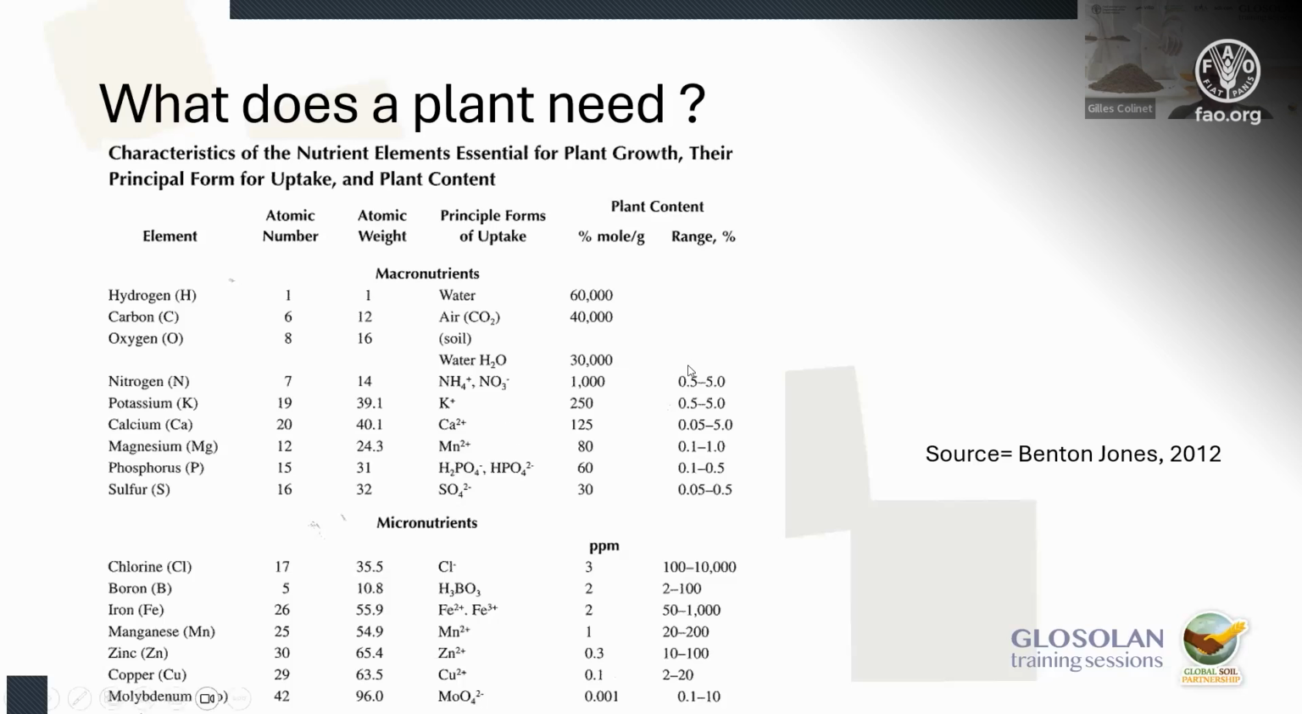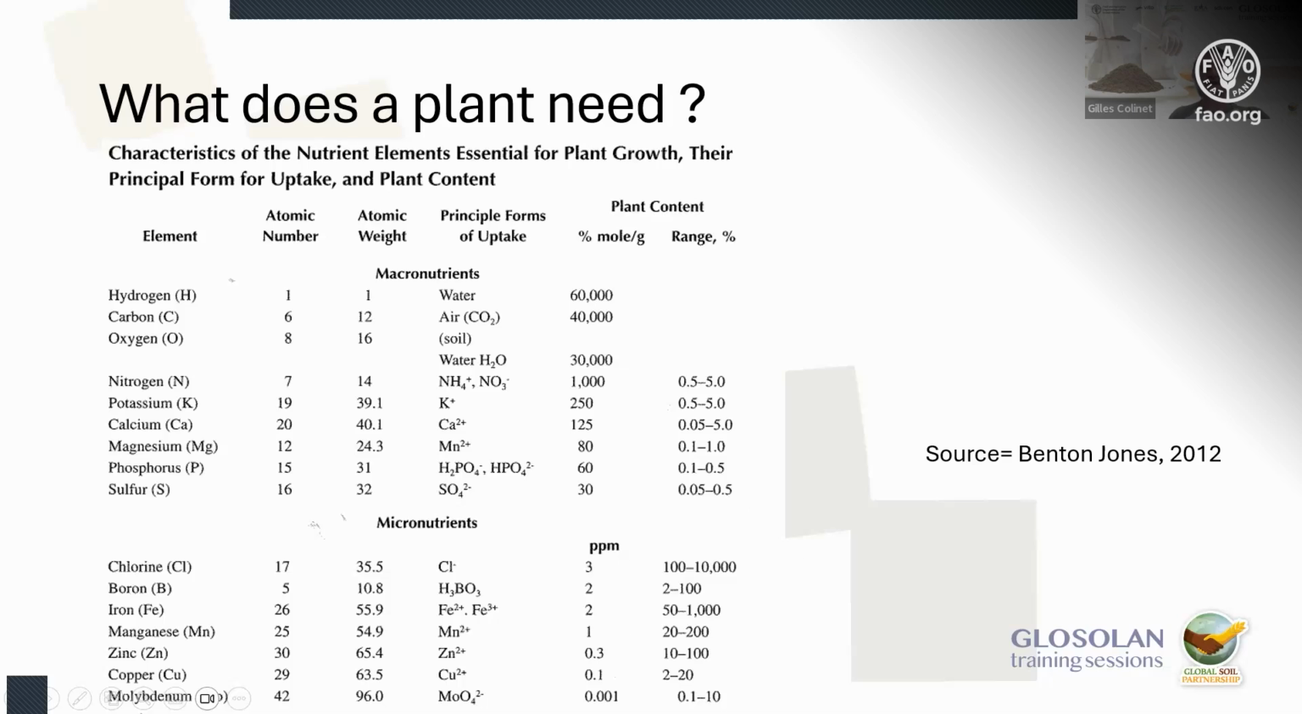If you look at the range of composition in the plant, you see ranges from 0.5% to 5% for nitrogen and potassium, a little bit wider for calcium, and narrower for magnesium, phosphorus, and sulfur. So they are needed in lower concentrations than nitrogen and potassium.